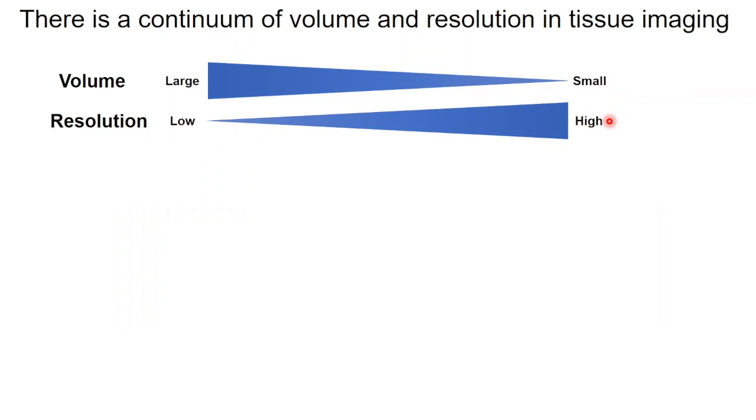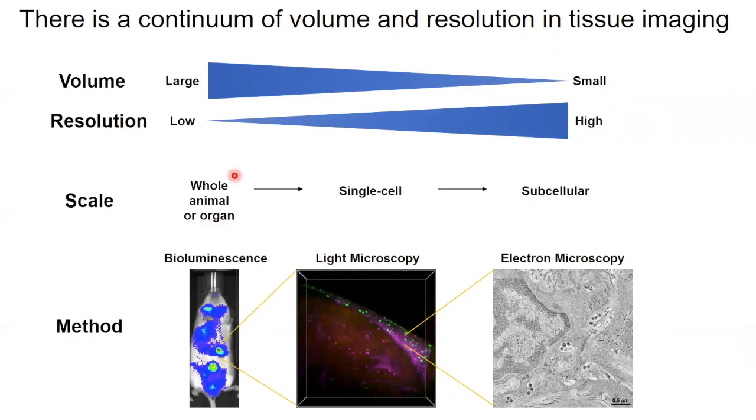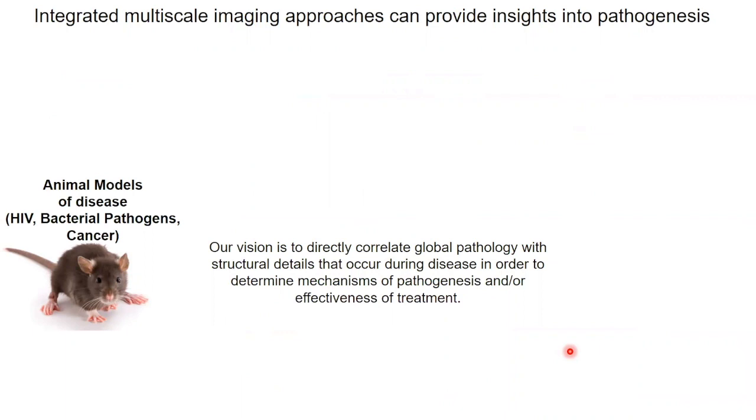So these scales can translate to things such as, when I think of low resolution but large volume, I think of whole animal, meaning small whole animal, or entire organs, down to the single cell level, and even down to subcellular levels. Some of the example methods that we've used are bioluminescence for looking at entire animals or entire organs, and then we can use light microscopy to see individual HIV-infected cells within intact tissues. And then we can go even further and see individual viruses within their native tissue sites. Overall, this integrated multi-scale imaging approach is really providing insights into pathogenesis.